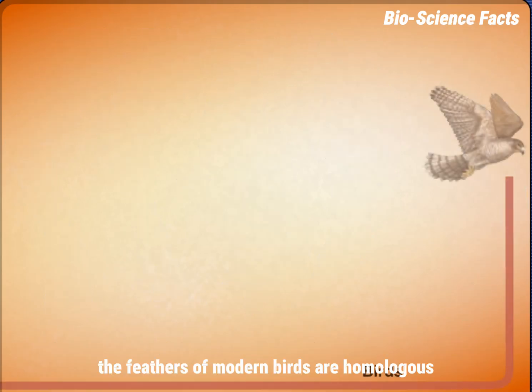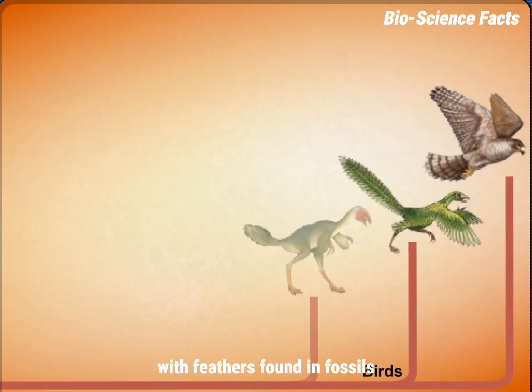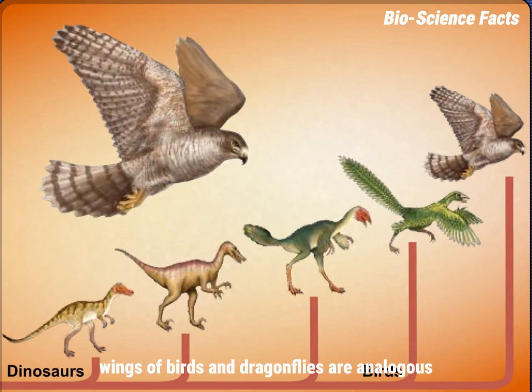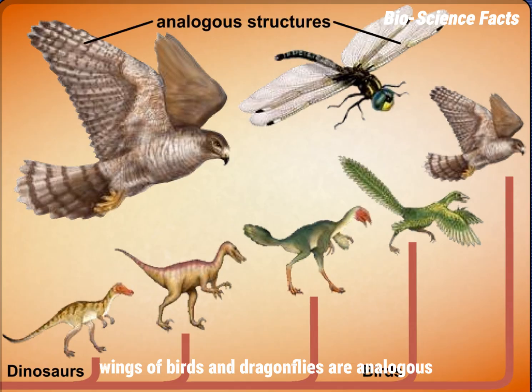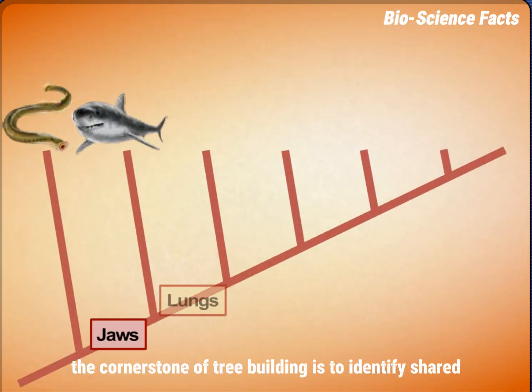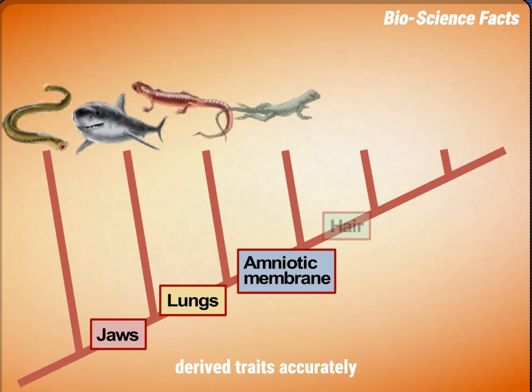The feathers of modern birds are homologous with feathers found in fossils. In contrast, wings of birds and dragonflies are analogous. They are derived from different ancestral structures. The cornerstone of tree building is to identify shared derived traits accurately.